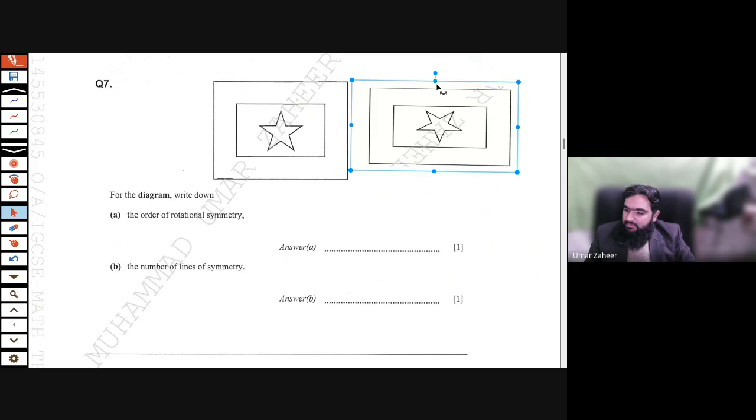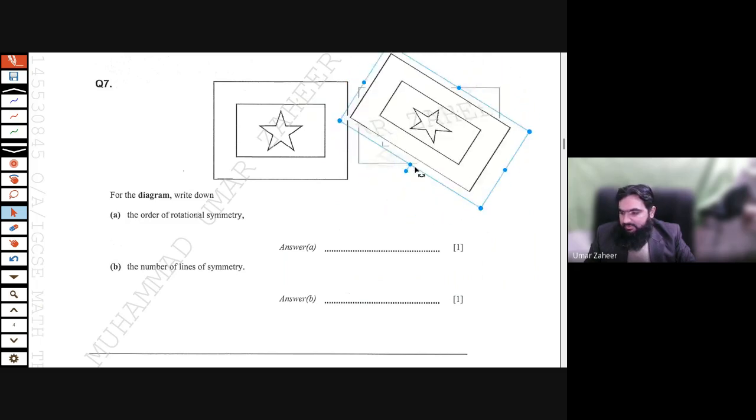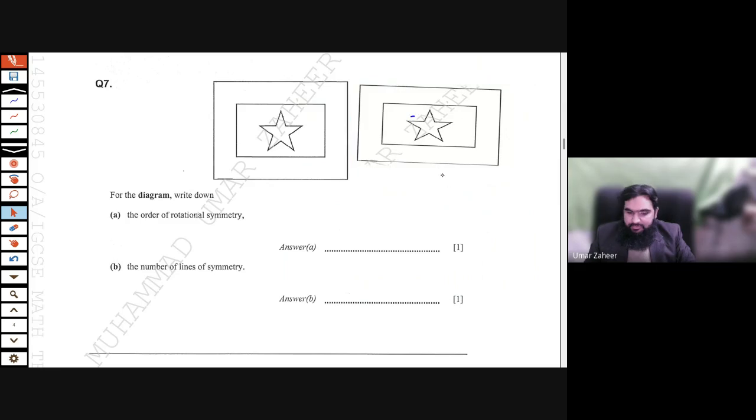No, the star is not going to be matched. So that's why we don't have any symmetry. So this means that it is going to be 1. All right, I told you that you can write 0 and 1 as well, but the preferable is always 1.